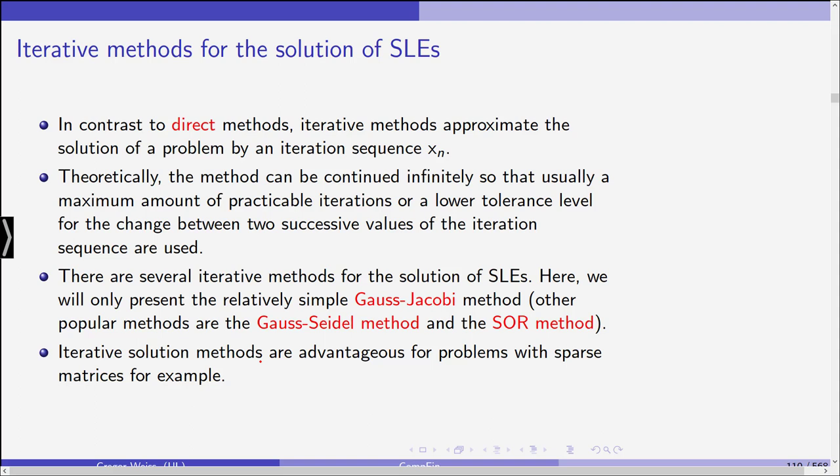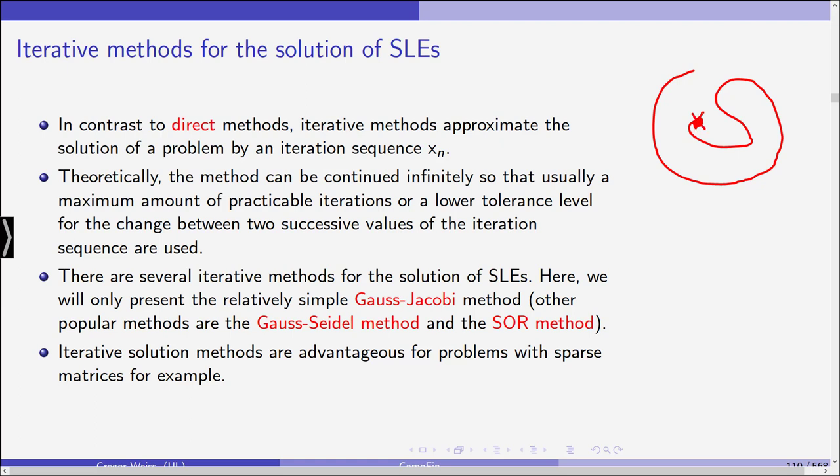This is a direct method. Now, in contrast to direct methods, we can also use iterative methods, in which case we are looking for an iteration sequence x_n, for example, a solution vector, that slowly or hopefully quickly converges to our solution. Now, theoretically, the method can be continued infinitely, so x_n, x_5, x_5000, x_10,000, but you would assume that at some point, if we show it like this, it will circle around your solution, and then that's the solution. So it converges.